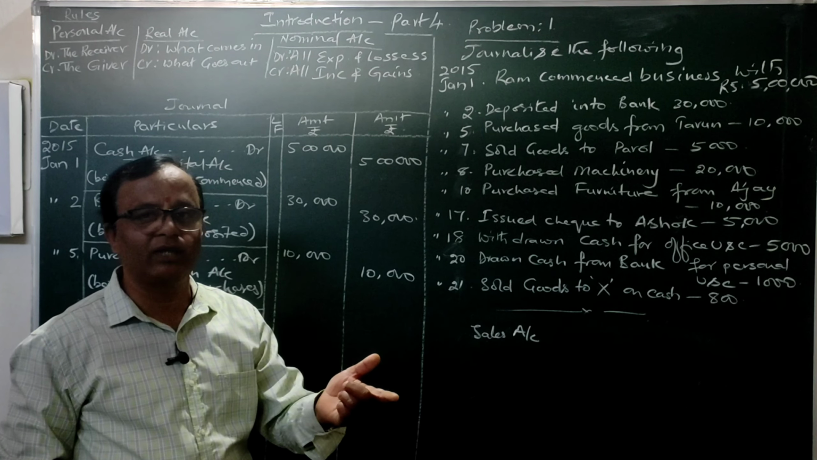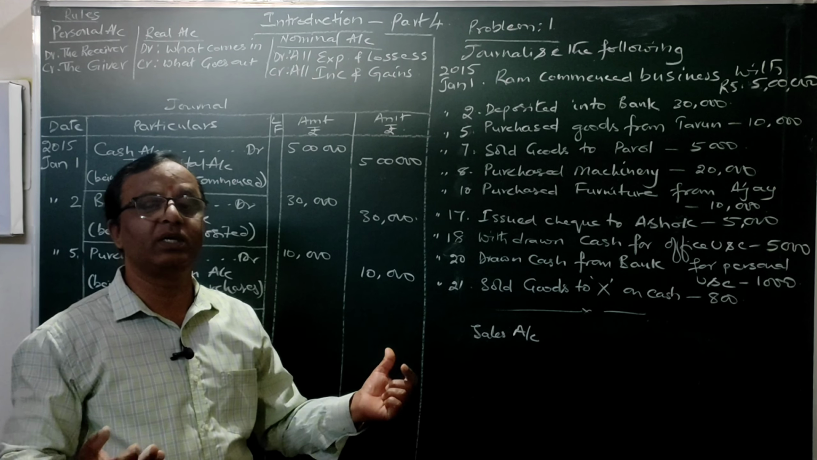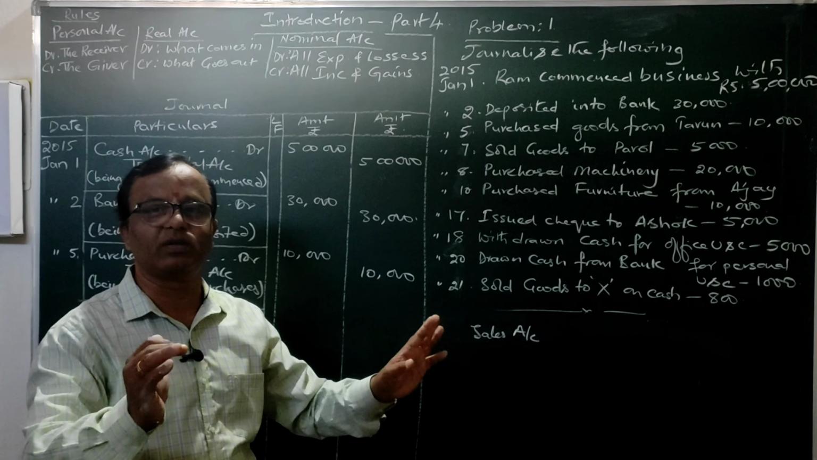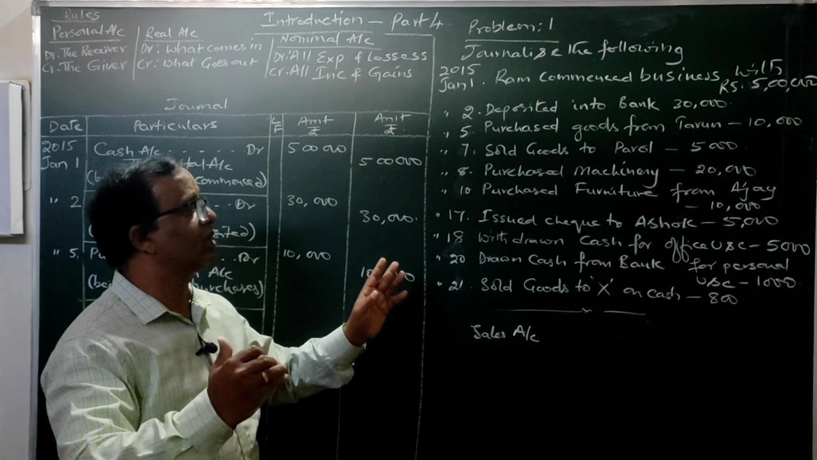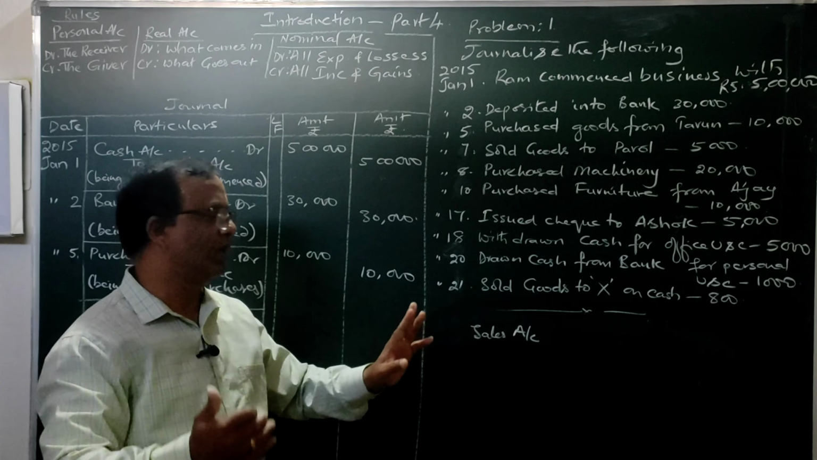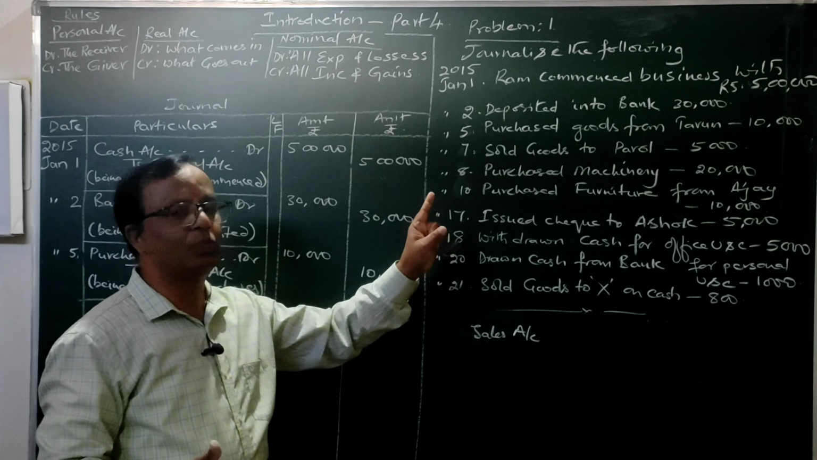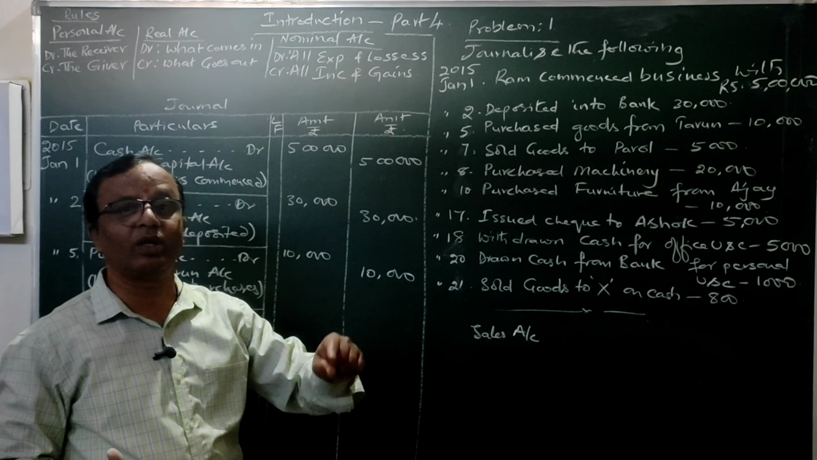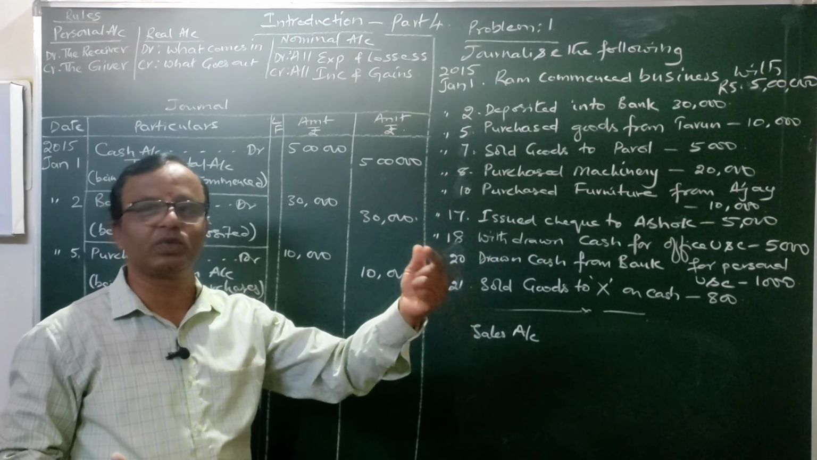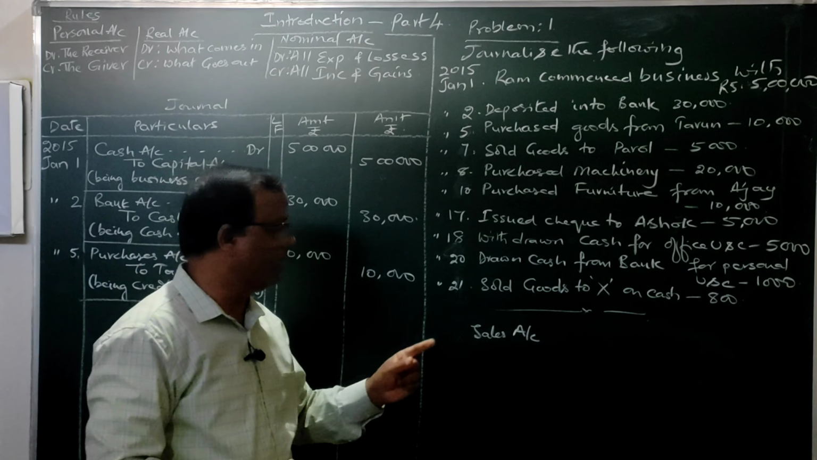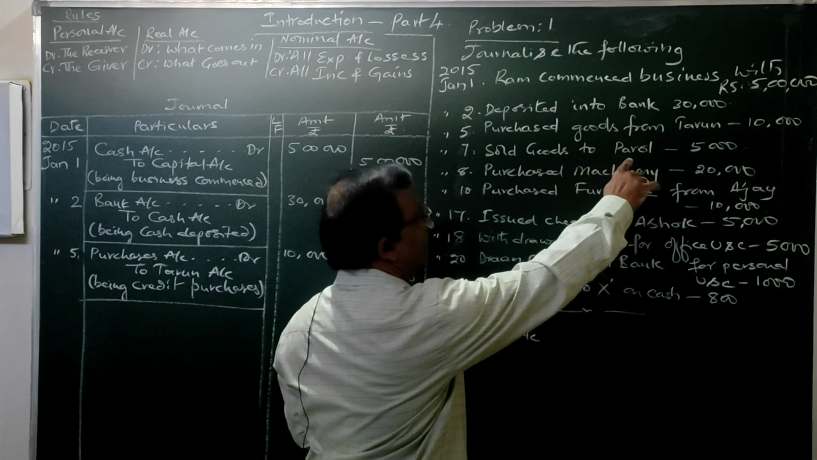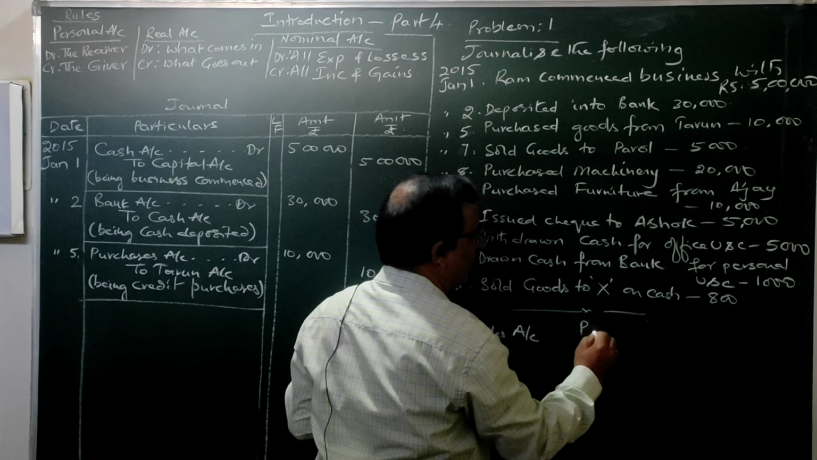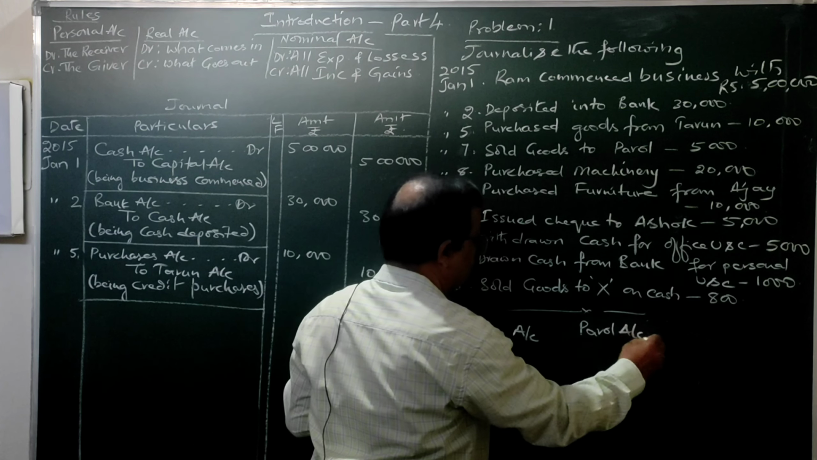If you had sold on cash, he would simply have said cash sales, or simply sales, or he would have said sold goods to Parole on cash. But here he said sold goods to Parole, which means you have sold it on credit. That means Parole has purchased from you on credit. So at that time, the personal account, in other words your account in the name of Parole, will get affected here.